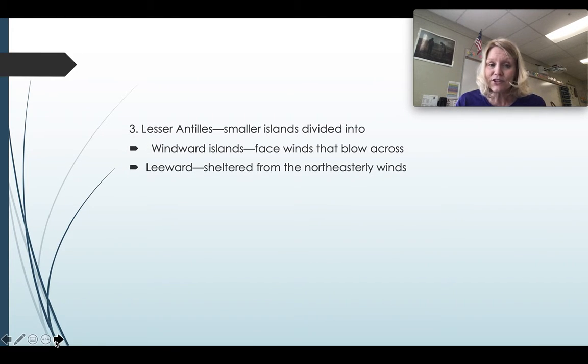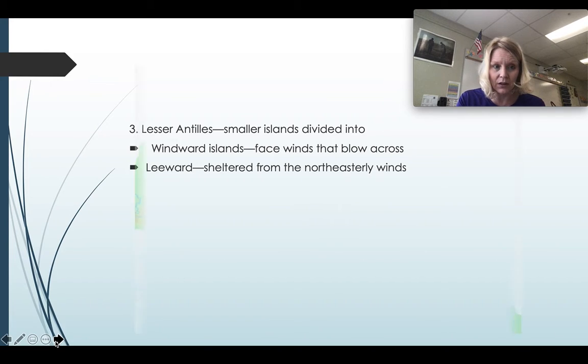And then the Lesser Antilles. The Lesser Antilles are these smaller islands divided into two parts, either Windward Islands or Leeward Islands. With Windward, I know you can imagine this, the other day when it was really, really windy, walking into the wind. That's you facing the winds that blow across the ocean. So if you are on a Windward Island, you're facing these winds. If you're in the Leeward Islands, you're more sheltered from the northeasterly winds.